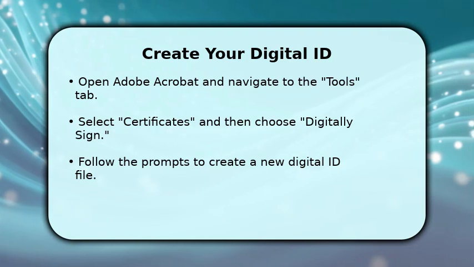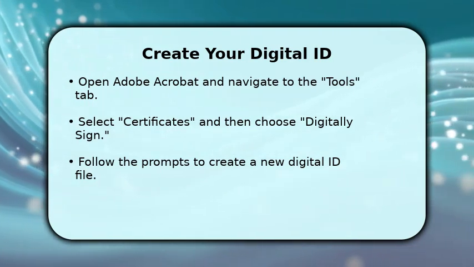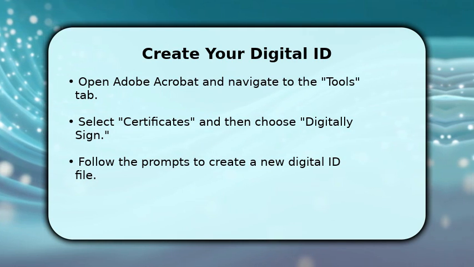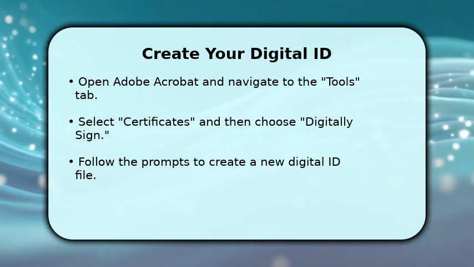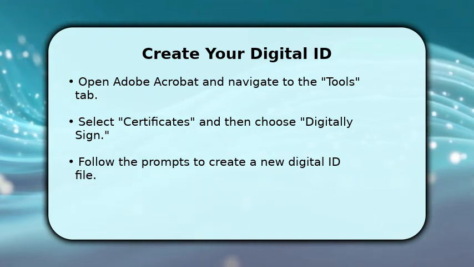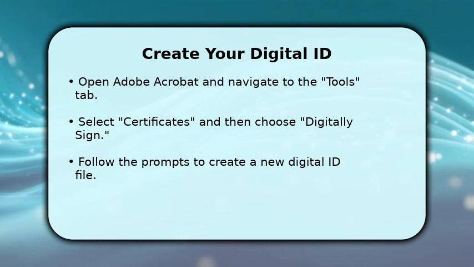To begin, open Adobe Acrobat and locate the Tools tab at the top. From there, select Certificates and then click on Digitally Sign. The system will guide you through creating a new digital ID. You'll typically choose to create a new digital ID file, which is stored on your computer.